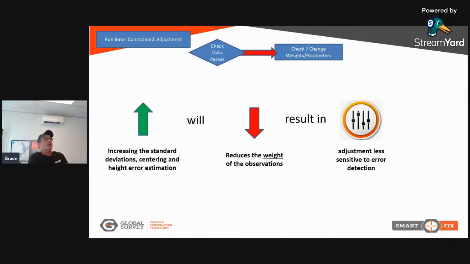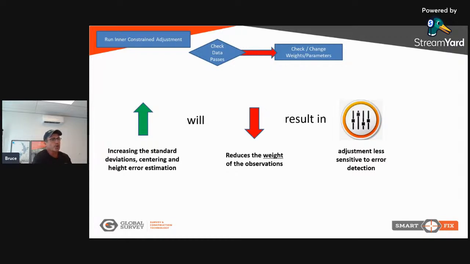Just a note on our weights and parameters here: increasing the standard deviations in centering and height error estimations will reduce the weight of our observations in the adjustment, okay? And therefore our adjustment is less sensitive to error detection. So it's a balancing act, okay? We just need to make sure that we actually are having accurate estimations of our errors.